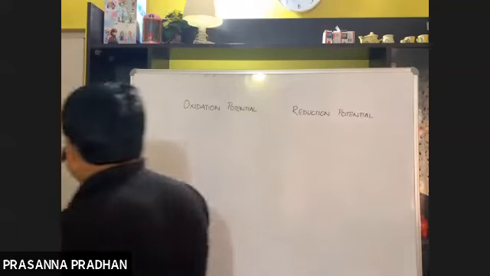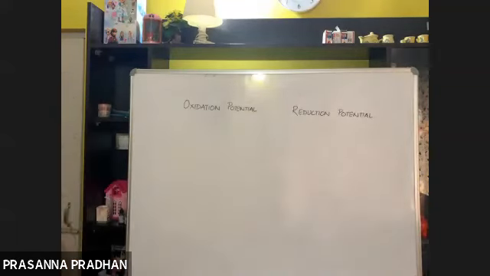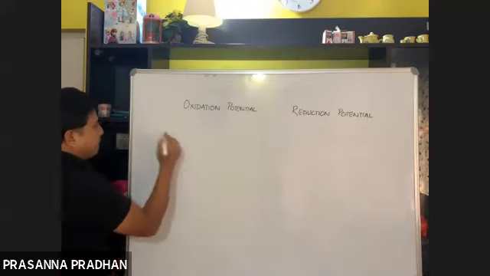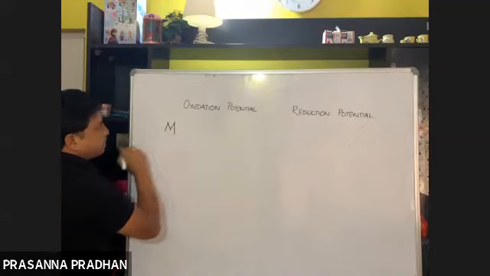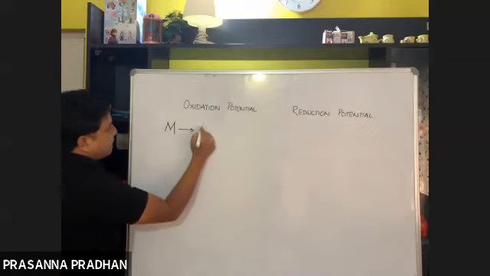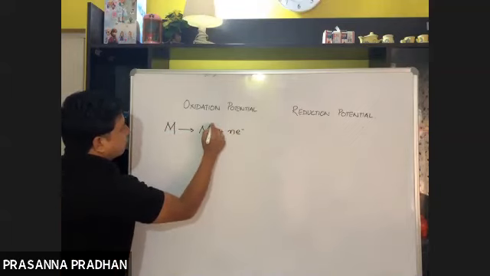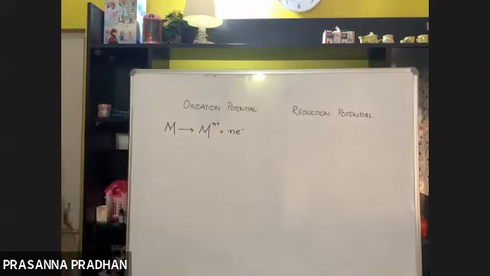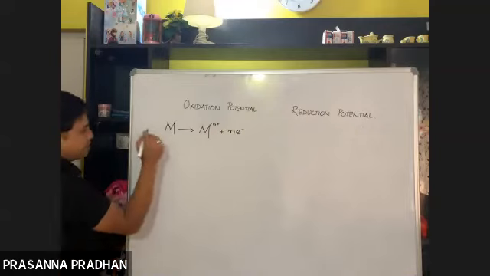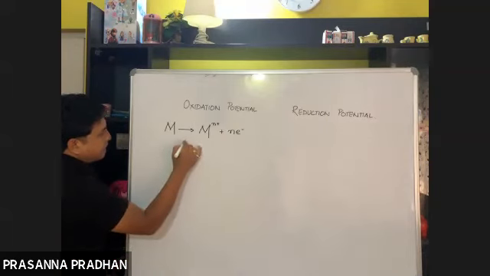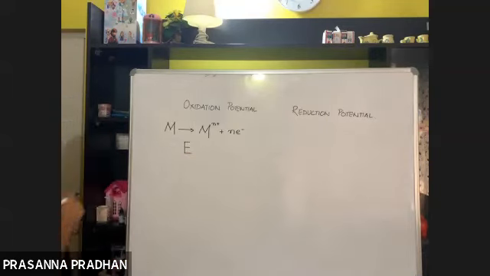Fine. So what does this oxidation potential measure? Let us suppose that we have a metal M, it loses n number of electrons and acquires a charge of Mn positive. What is the information given by this oxidation potential? It is denoted by E.